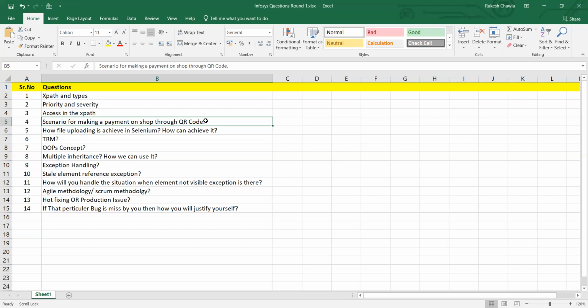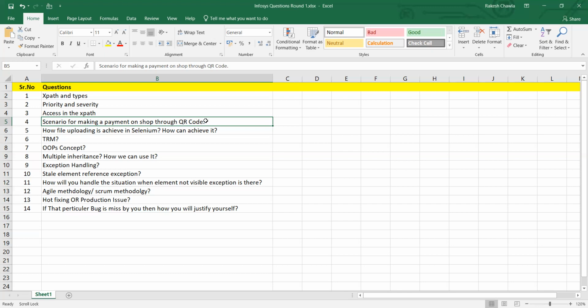How is file uploading achieved in Selenium, how can we achieve it? Again, this is a kind of third party tool integration. You can take help of AutoIT, PowerShell scripting, right? And you can give this kind of answer.